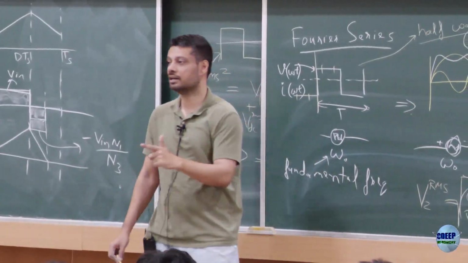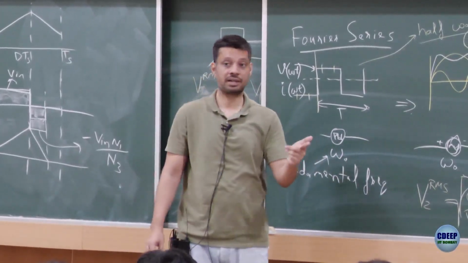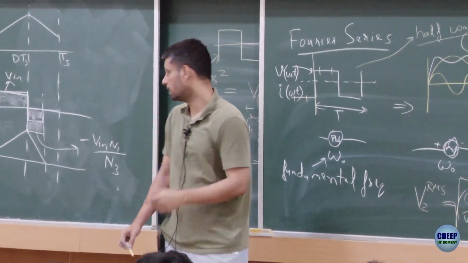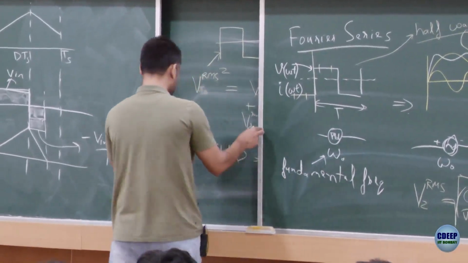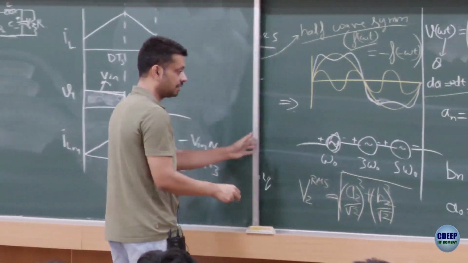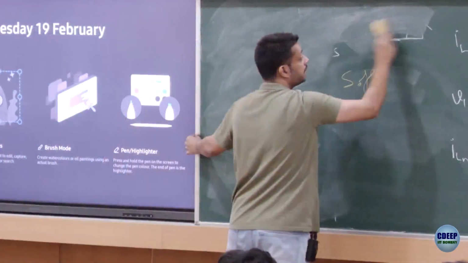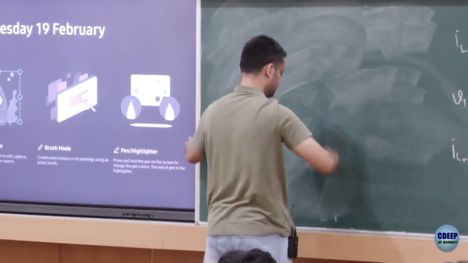You remember the diode rectifier, right? Full bridge diode rectifier. What is the current that you draw from a full bridge diode rectifier? Is it half-wave symmetric? Full bridge diode rectifier.